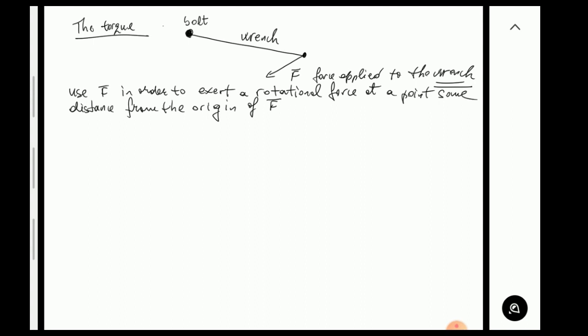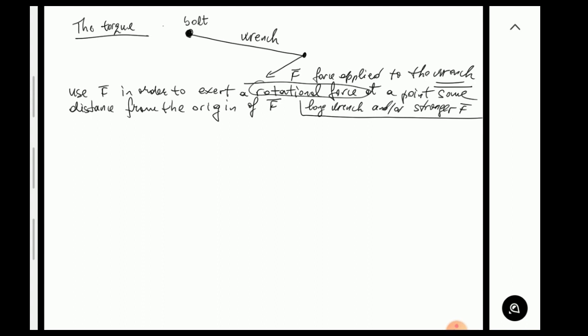So intuitively we know already that the longer the wrench is, the bigger this rotational effect and the stronger the force. So basically, if you want to have an easy time unscrewing the bolt, you want a long wrench and/or a stronger force. The idea is that, of course, if you have a long wrench, the same force can have a stronger rotational impact on the bolt, therefore a larger torque. So basically the torque measures this rotational force exerted by F.